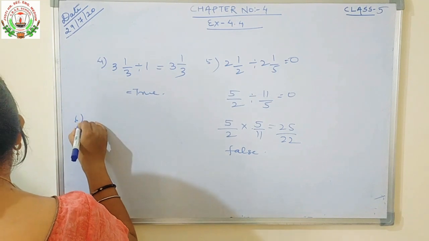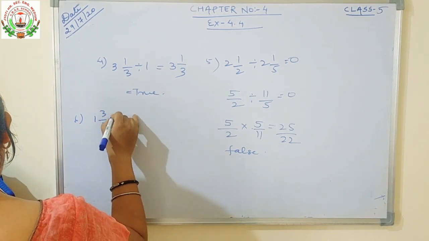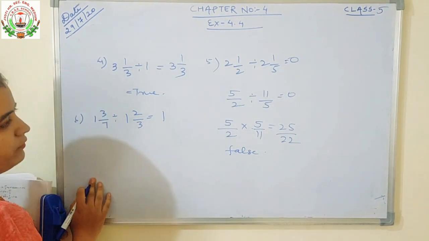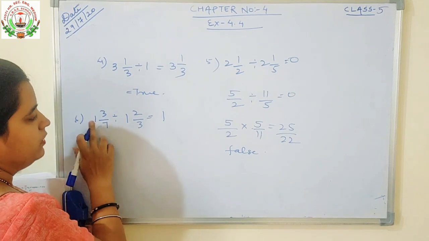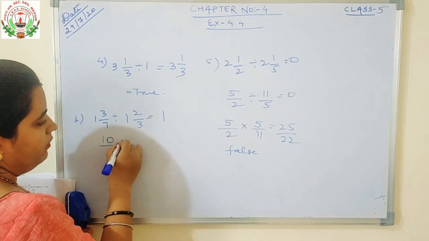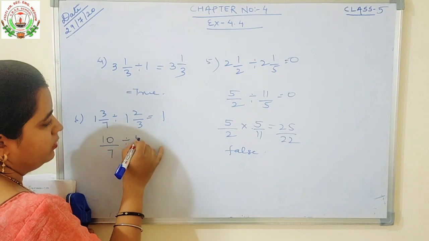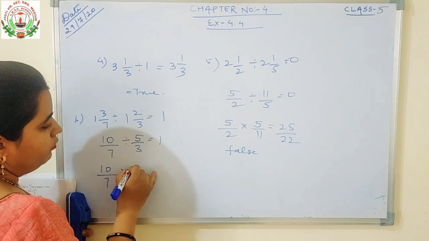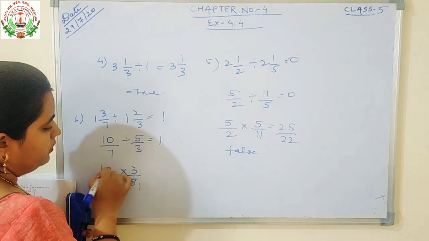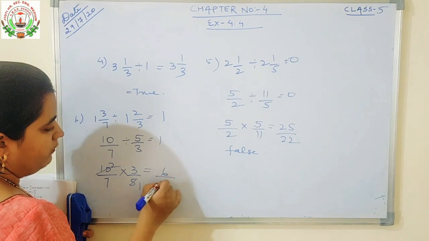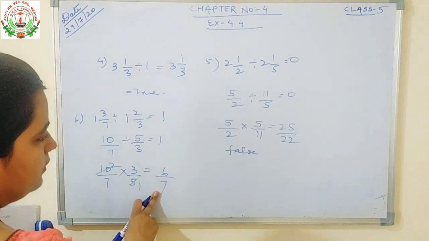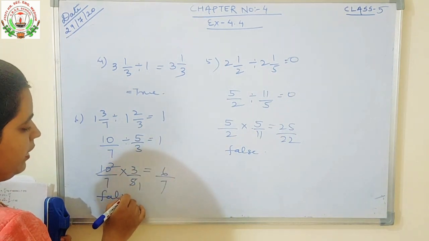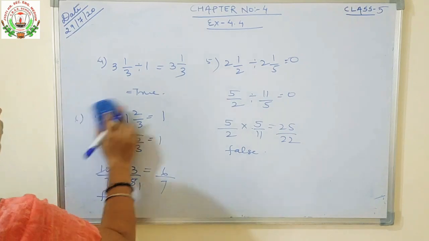Okay, now number 6 is 1 3 by 7 divided by 1 2 upon 3 is equal to 1. First we will convert this and check. 7 ones are 7, 7 plus 3 is 10 by 7, divided by 3 ones are 3, 3 plus 2 is 5 by 3 is equal to 1. 10 by 7 into 3 upon 5. 5 twos are 10, 5 ones are 5, 2 threes are 6, 7 ones are 7. So the answer we get is 6 by 7 and here it is given 1. So this is also a false statement. So you will write here false. Okay. Now question number 3.